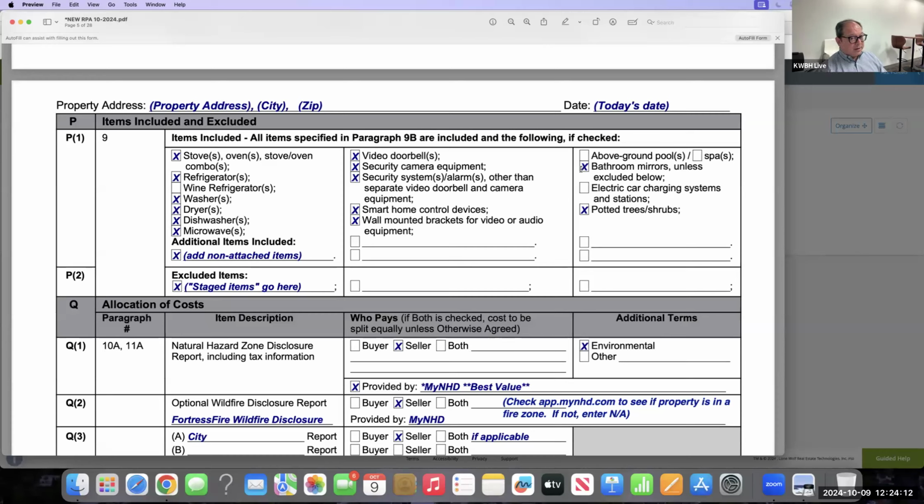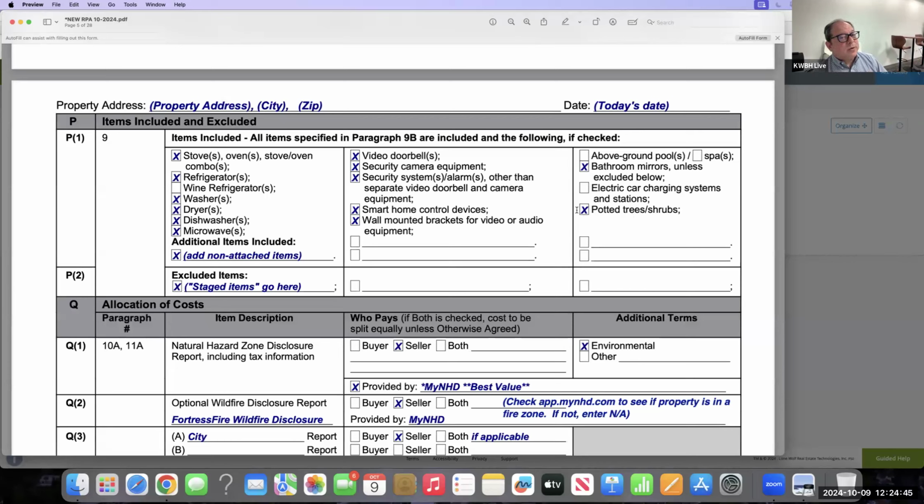It used to be a checkbox, and I used to tell agents, make sure you check this box, or be careful with this if you have staged the property and those mirrors belong to the stager. Sometimes you have these really beautiful framed mirrors in bathrooms, and they're just hanging, and they're not there when you close escrow, and you're like, this bathroom doesn't look the same. What's going on here? It was a gorgeous mirror that was taken. So now it's automatically checked, bathroom mirrors. Potted trees and shrubs.